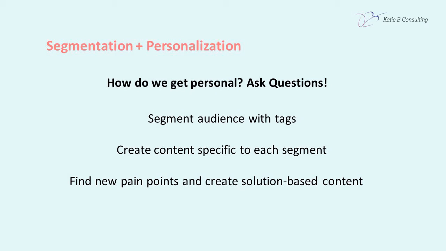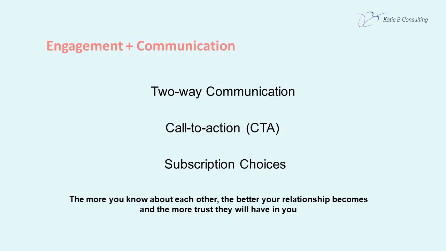Okay, so you've got people signed up, you're starting to organize them into segments, and you're asking them questions so you can continue to personalize their emails. Now let's get them engaged. The thing to remember with engagement is two-way communication. Two-way communication is the absolute best way to build a strong relationship with your audience.